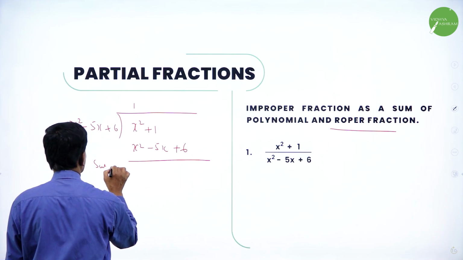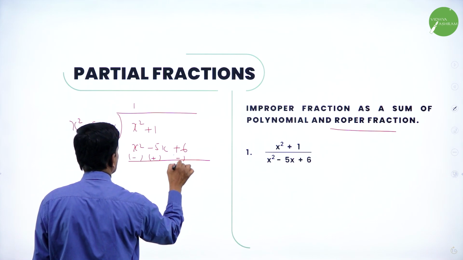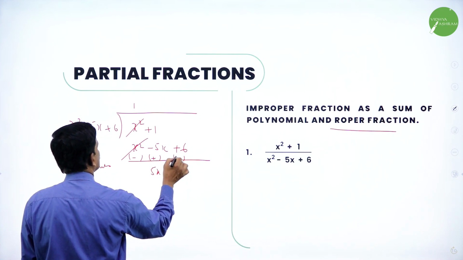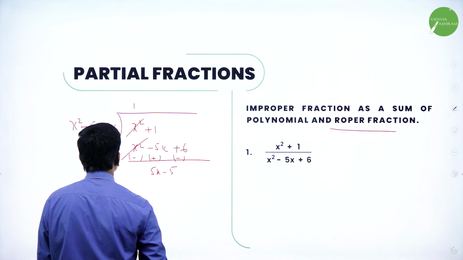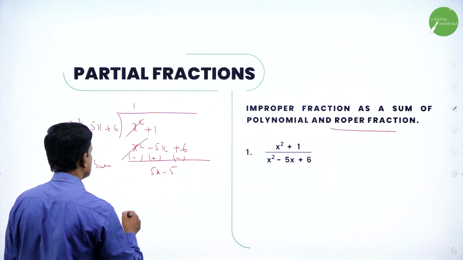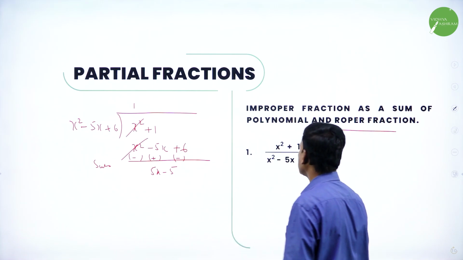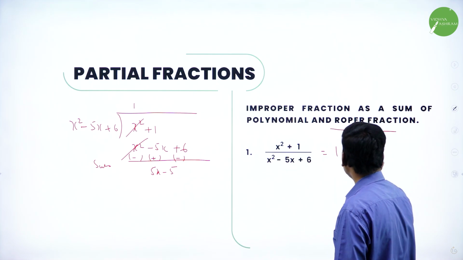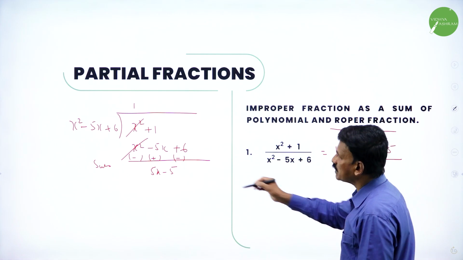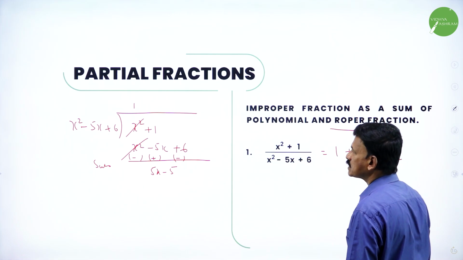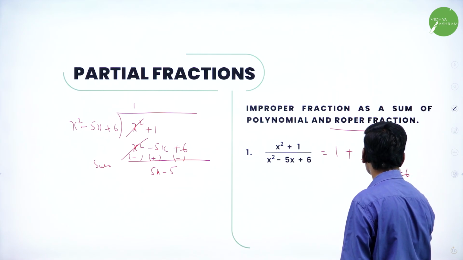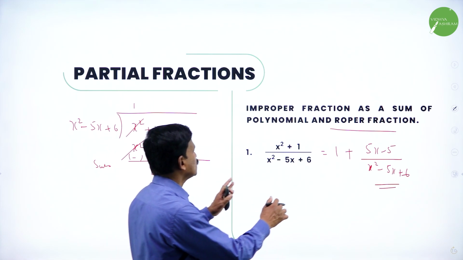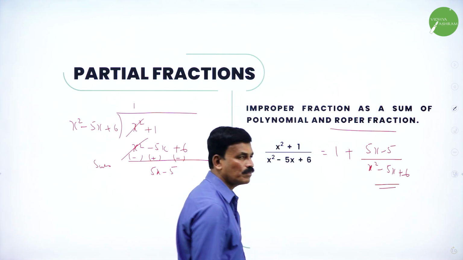Subtract this. If you subtract, what happens? Minus, plus and minus. x square minus x square gets cancelled. This is 5x. Minus 6 plus 1 is minus 5. So, how to express this? This x square plus 1 divided by x square minus 5x plus 6 can be written as 1 plus 5x minus 5 divided by x square minus 5x plus 6. That's it. This is nothing but a sum of a polynomial and a proper fraction.